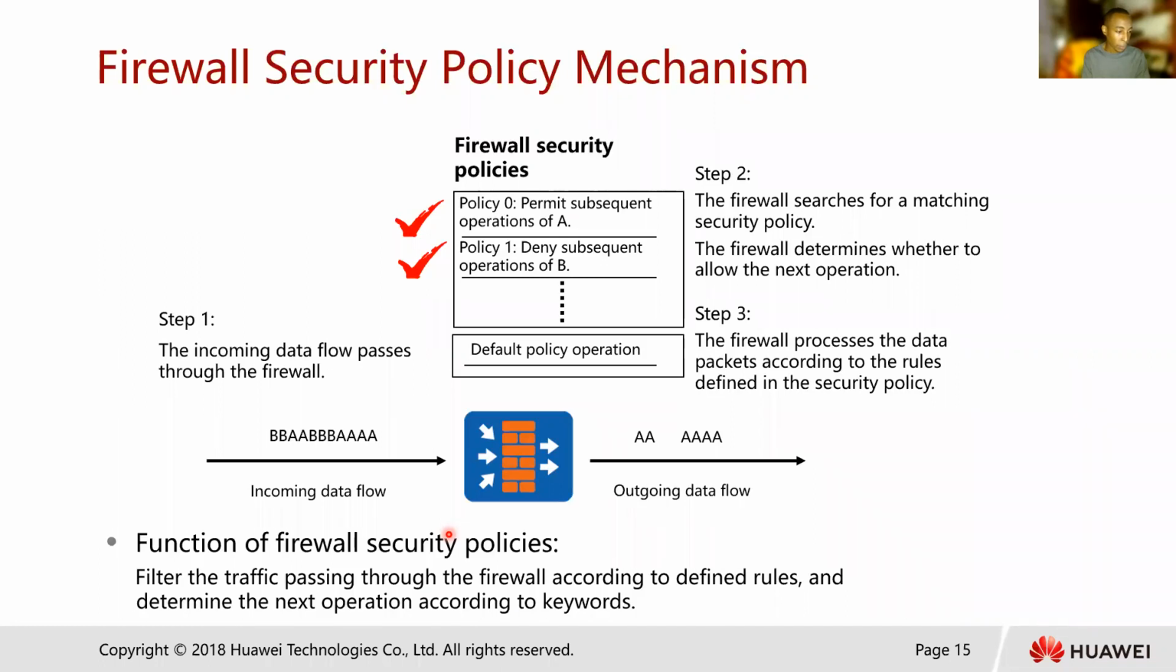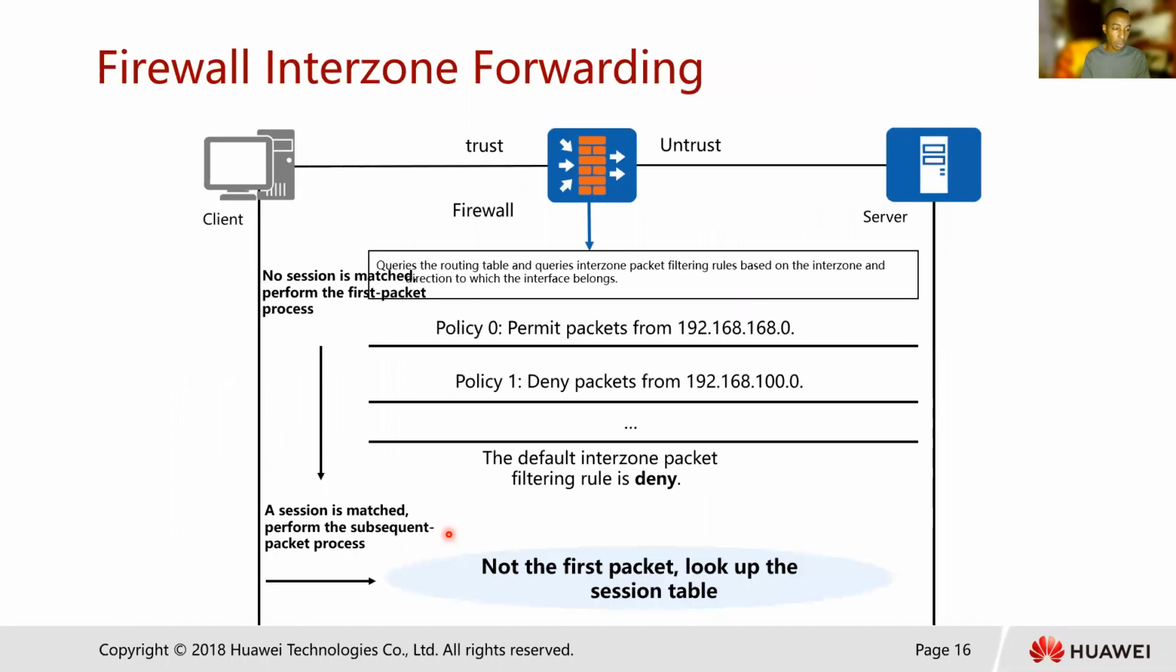So one of the functions of firewall security is to filter traffic passing through the firewall according to the defined rules, which you will have defined in advance. And sometimes there are what we call dynamic rules or dynamic ACLs, so you'll be able to see how that works and determine the next operations according to the keyword. So that is the mechanism of a policy. There's a firewall, there are policies, and the policies have rules defined within them that have to be followed.